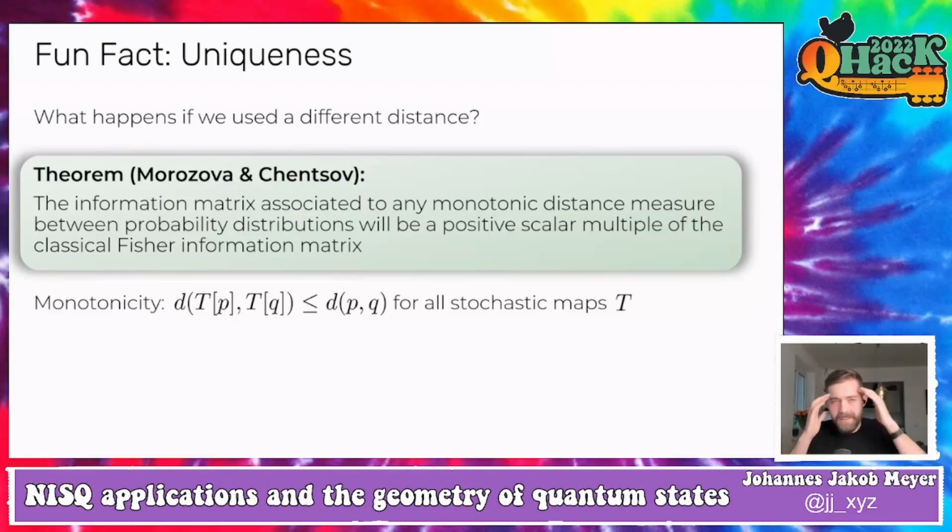I think this result is really mind-blowing in a certain sense, because no matter what reasonable, in the monotonicity sense, distance you take for probability distributions, the local structure will always look the same. Yeah, it's really a crazy result. Okay.